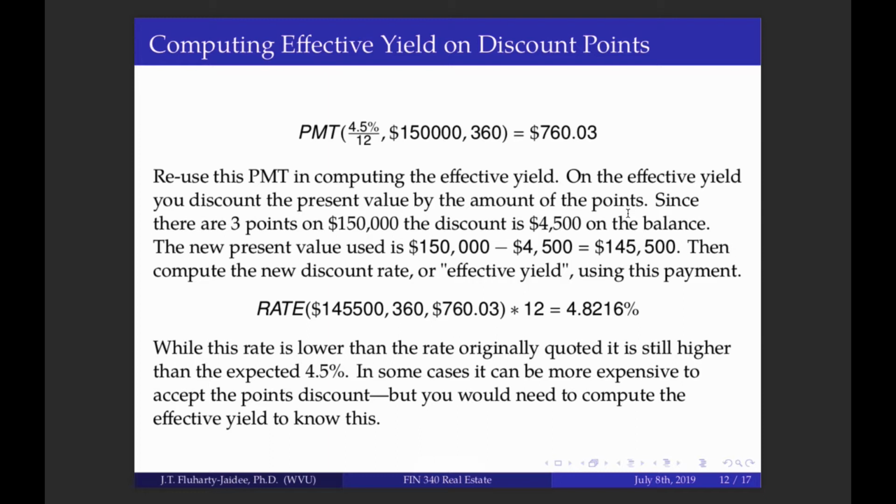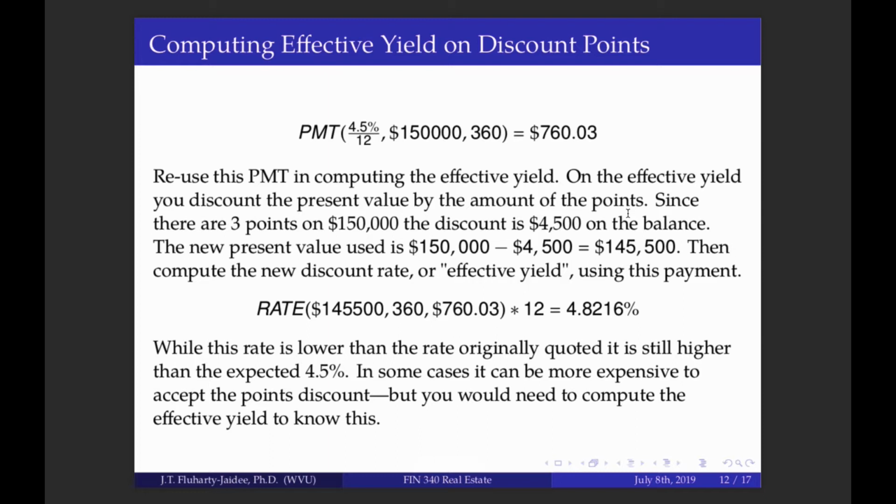So the payment that we're going to compute here is the payment that would take $150,000 down to zero over 30 years at 4.5% computed monthly. And that turns out to be $760.03 a month.